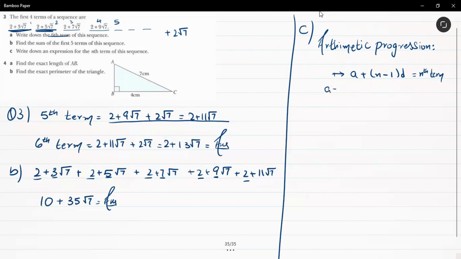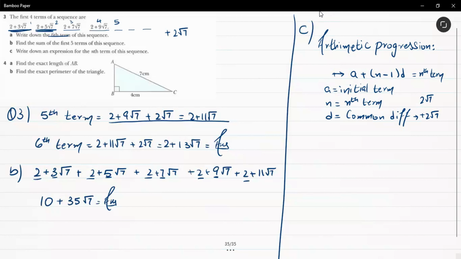So a is actually the initial term, and n is obviously the nth term, whatever we want to call it, the sixth term, seventh term, whatever is given in the question. And d is actually the common difference. And in this case, what is the common difference we have discussed right now? It's 2 under root 7, positive. So in this case, the common difference is 2 under root 7. Okay, just plug in the values.